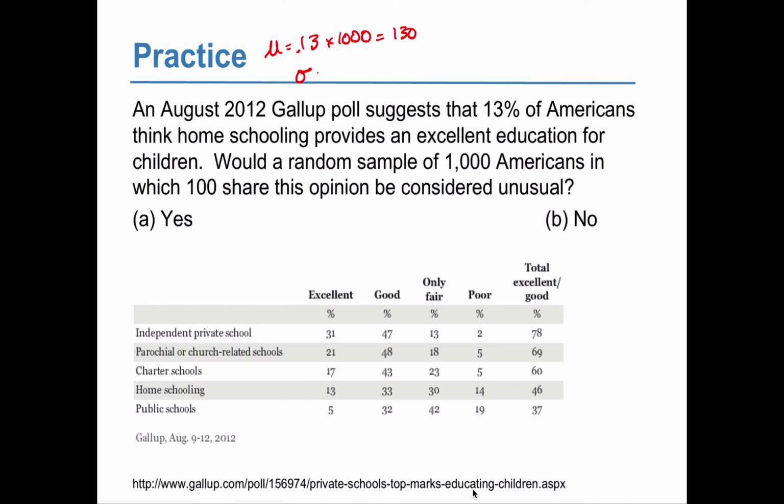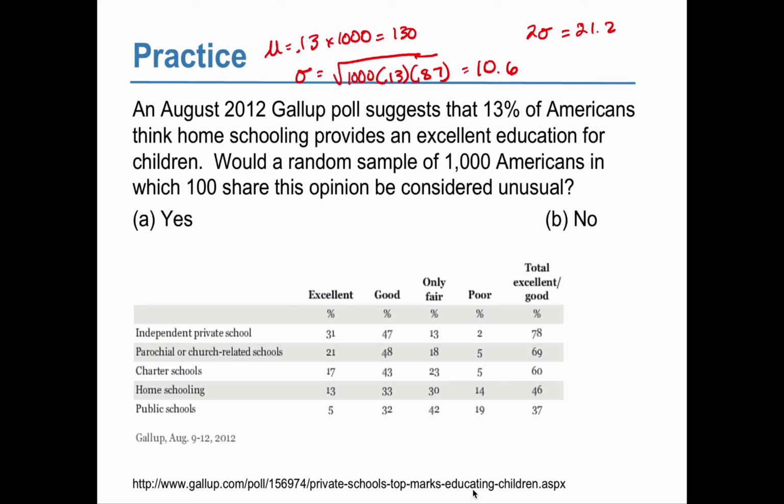Our standard deviation is going to be the square root of 1,000 times 0.13 times 0.87, which is 10.6. So 2 standard deviations away from the mean is going to be 21.2.